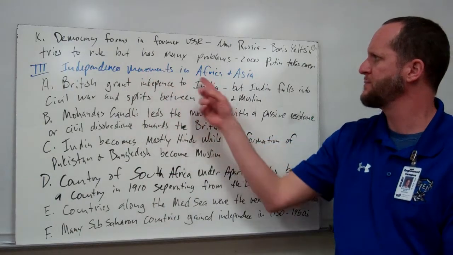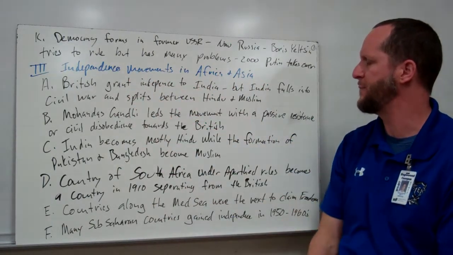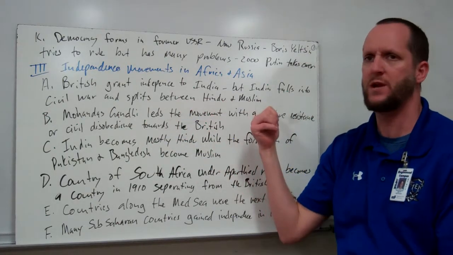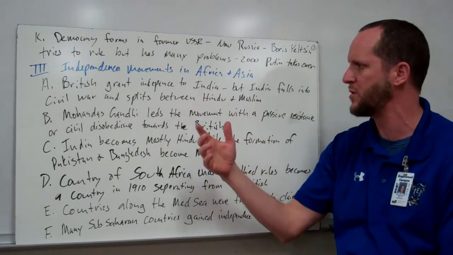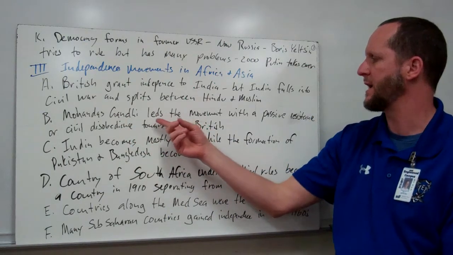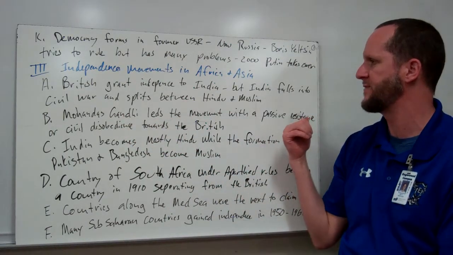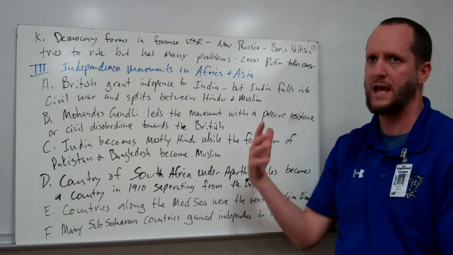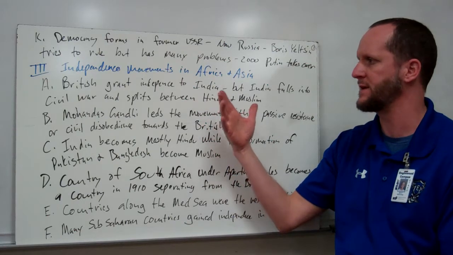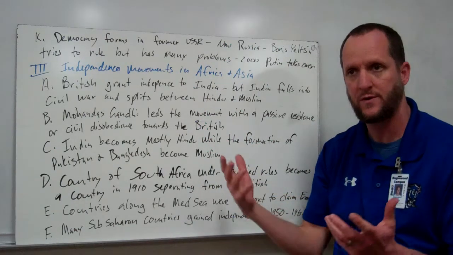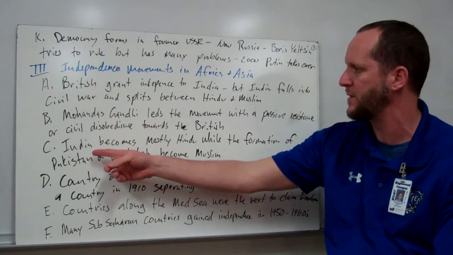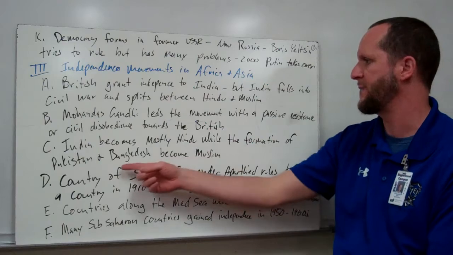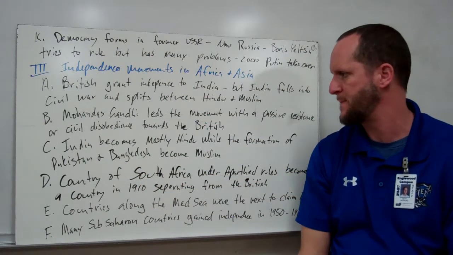Now, independence movements in Africa and Asia. The British grant independence to India, but India falls into civil war and splits between Hindu and Muslim, so it's more like a religious war. Mahatma Gandhi leads the movement with a passive resistance or civil disobedience towards the British, and it was with the help of Mahatma Gandhi that the Indian people were able to form their own government in their own country. India becomes mostly Hindu, while the formation of Pakistan and Bangladesh become mostly Muslim.